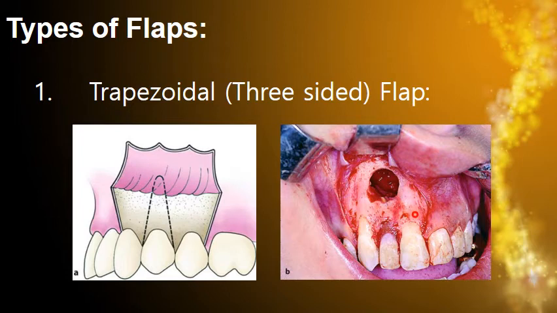The advantages of this three-sided flap: it will provide excellent access, allow surgery to be performed on more than one tooth. If I have this tooth, this tooth, this tooth, I can do multiple operations on multiple teeth. It will cause no tension on the tissue, allow easy reapproximation of the flap to its original position, and it will hasten the healing process.